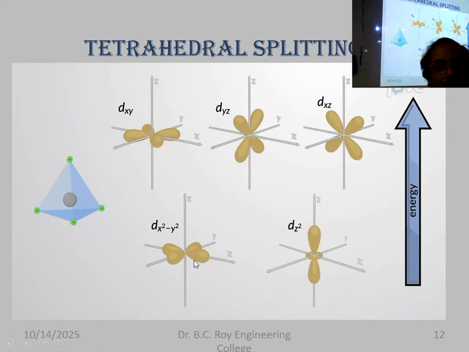And accordingly we get this pattern of splitting for tetrahedral geometry. So dx square minus y square and dz square, which are along the axis, will feel less repulsion, that's why they go down. And these other three, dxy, dyz, dzx, their interaction is more and they will go higher. This is tetrahedral.